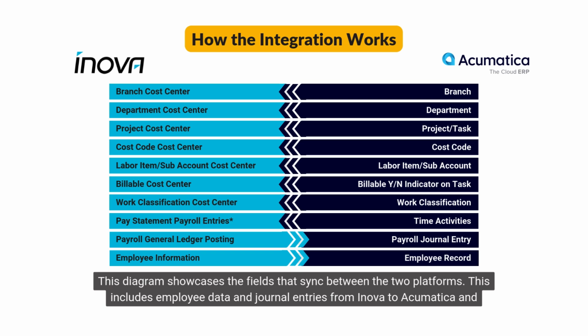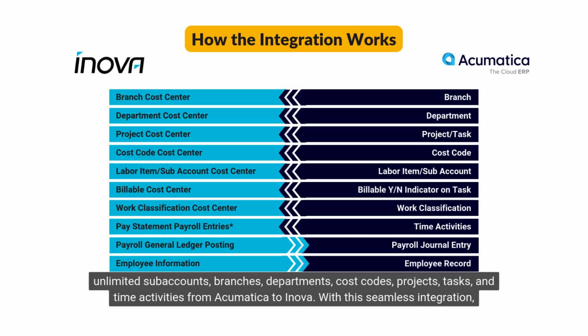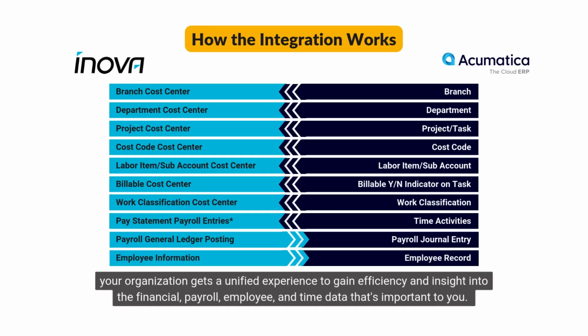This includes employee data and journal entries from Inova to Acumatica, and unlimited sub-accounts, branches, departments, cost codes, projects, tasks, and time activities from Acumatica to Inova. With this seamless integration, your organization gets a unified experience to gain efficiency and insight into the financial, payroll, employee, and time data that is important to you.